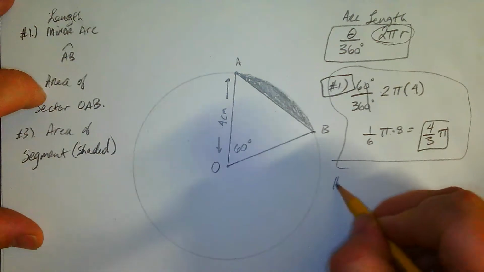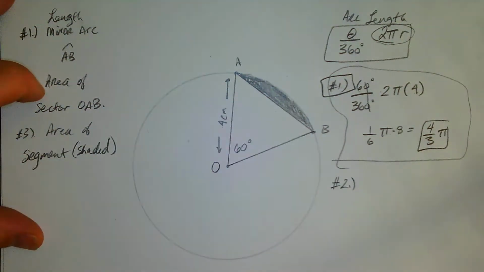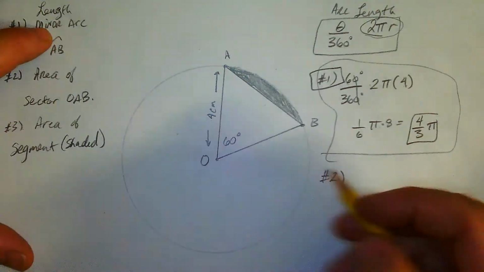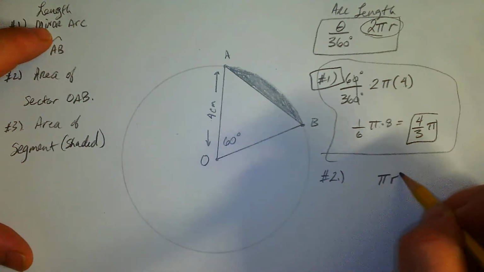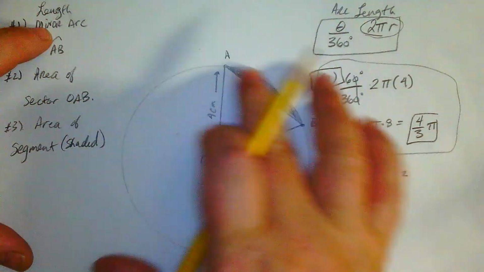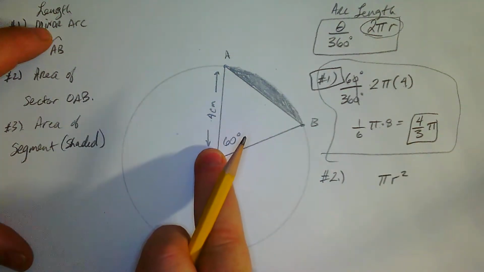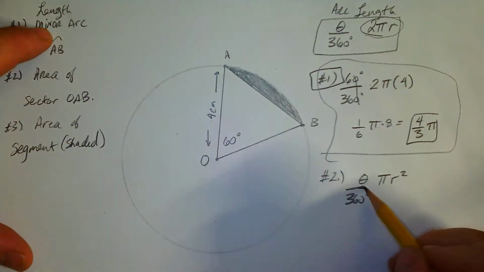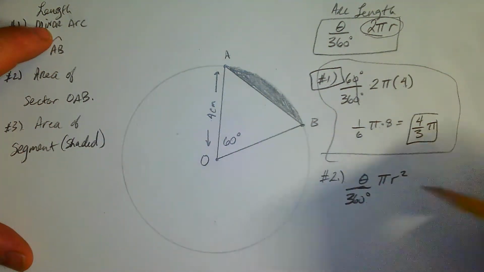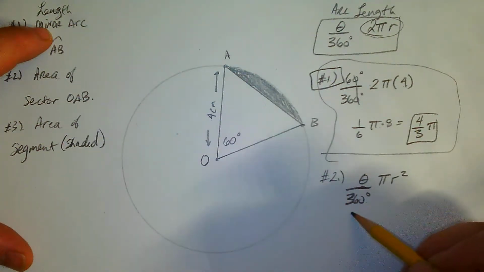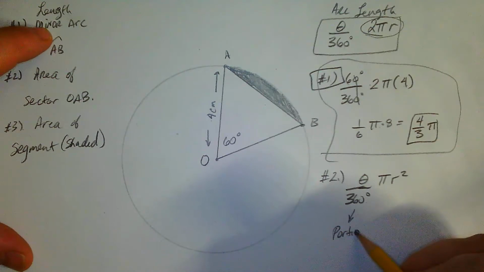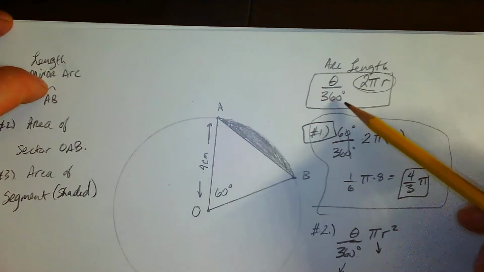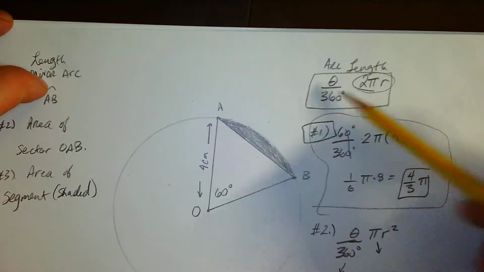Let's talk about number 2. Let's talk about the area of this sector. The sector is an area, and we're talking about the area of a circle, which is pi r squared. But once again, that would be for the whole circle. We don't have the whole circle. We have 60 degrees out of 360. So this is the formula that you're going to use: your angle, theta, out of 360 times pi r squared. This is the portion that you have, and this is the area. A sector is a portion of the area, just like the arc length is a portion of the circumference.